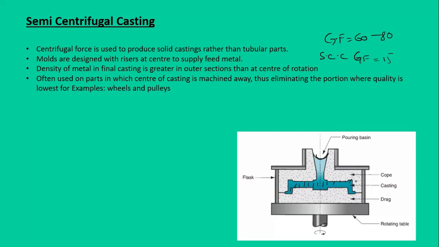The density is highest towards the edges while it reduces towards the center because of the effect of centrifugal force, right? The process is often used on a part in which the center of the casting is machined away. So we tend to use it on such parts where we can have some machining in the center. Common examples that are cast using semi-centrifugal casting are wheels and pulleys.